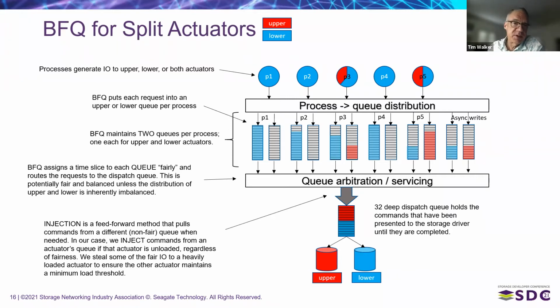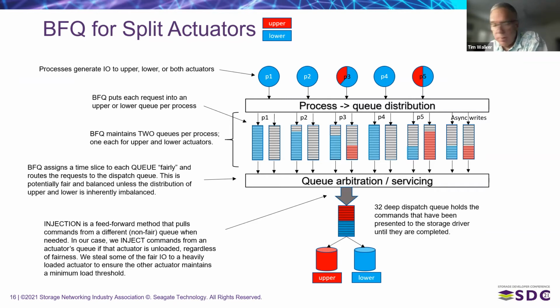What we did to make sure the actuators stayed busy was to recognize that as this queue servicing algorithm works its way across these queues, through P1 and P2, there really aren't any red commands destined for the upper actuator to be dispatched. If you just let it run like this, then the upper actuator will run out of work to do and go idle. We don't want that to happen. We want the actuators to stay busy.